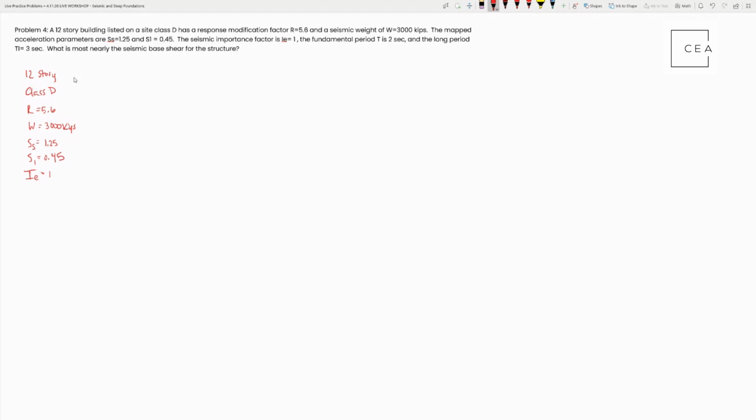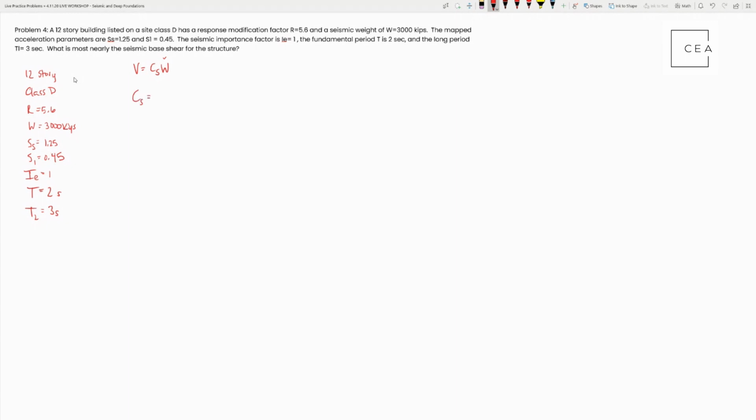All right, the fundamental period T was given as 2 seconds. And the long period, TL, is equal to 3 seconds. What is most nearly the seismic base shear for the structure? So as soon as you say seismic base shear, what's the equation we want to use? V equals CS times W. So the first thing I need to look up: we know what W is. We don't know what CS is, and now we have to go through all those steps.